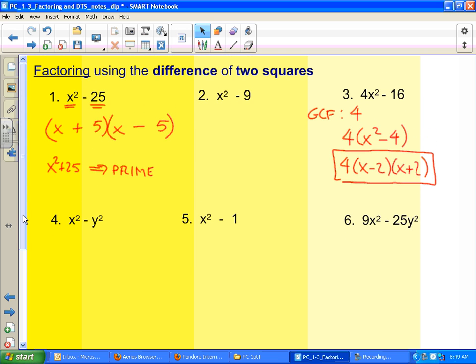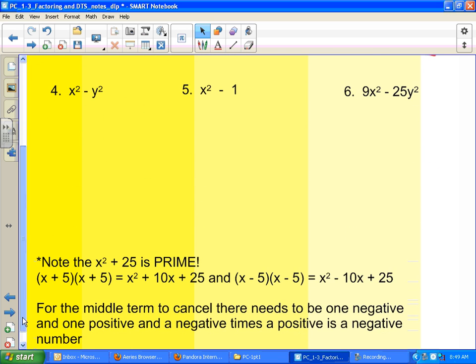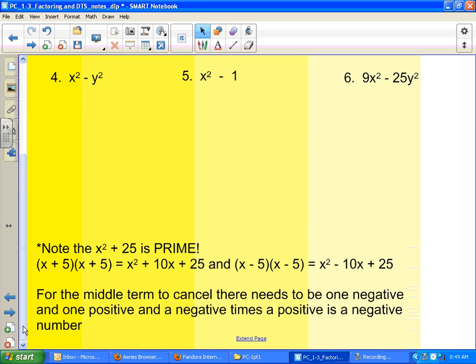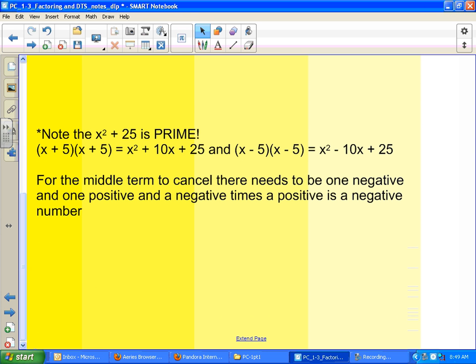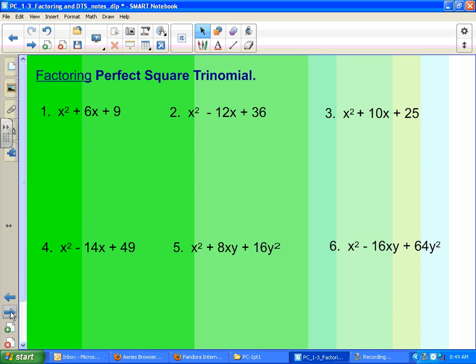All right, difference of two squares. I know we're moving kind of quick through here. And here's that note on a prime. X squared plus 25 is prime. Here's the example of why it didn't work. We got that 10x in the middle. So just be aware, you can't have a positive sign in between.